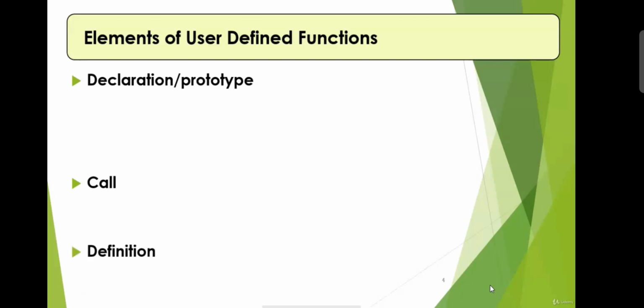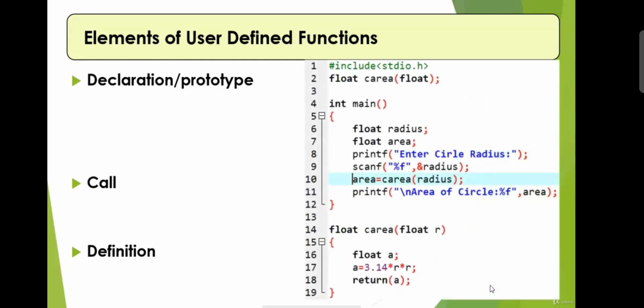There are three important elements of a user-defined function. The first one is the function declaration or function prototype. The second element is the function call, and the third element is the function definition. So suppose we write the C program using a user-defined function to find the area of a circle, then this program will look like what is shown in the figure.